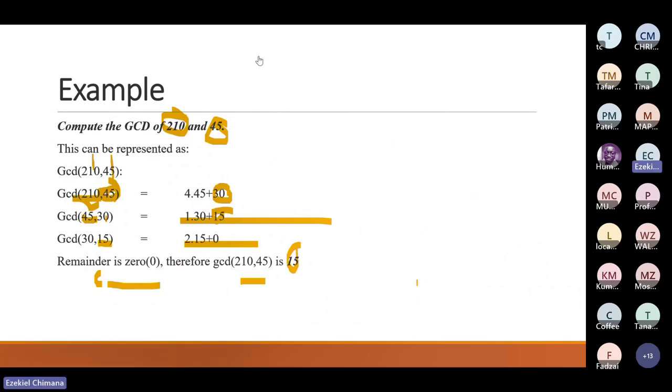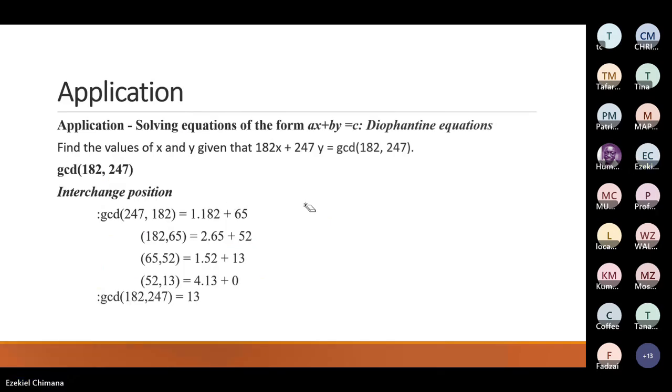Okay, if there is no hand, let me proceed to the next example, which says we can also use the Euclidean algorithm to solve some sort of equations. So you can apply the Euclidean algorithm and solve.